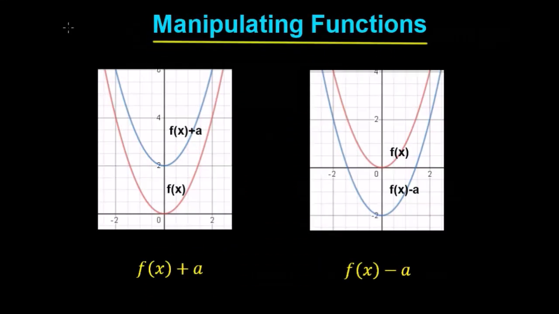So let's summarise what we've seen in the graphical calculator. We start off with the red function f of x, and we can shift it up the way by adding a value of a, and this gives us f of x plus a, which is the blue curve. We can also shift it down the way by adding on a value of negative a, so we've got f of x in red, and the new function is f of x minus a in blue.